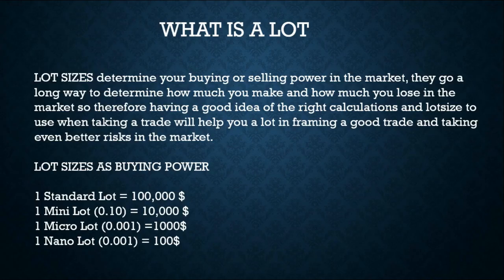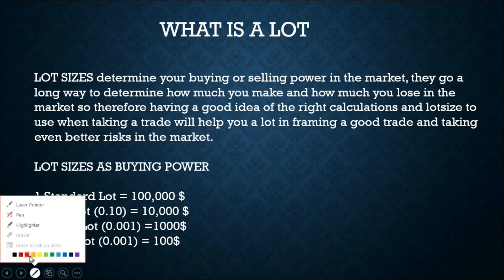Okay, so we have about three lot sizes that are well known. When we have one, it's called a standard lot. When we have 0.1, it's called a mini lot. And 0.01 is called a micro lot. Sorry about the typo here, we should have just 0.01. Now moving on.